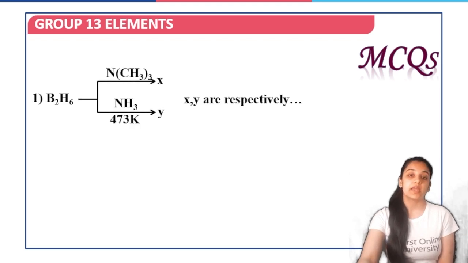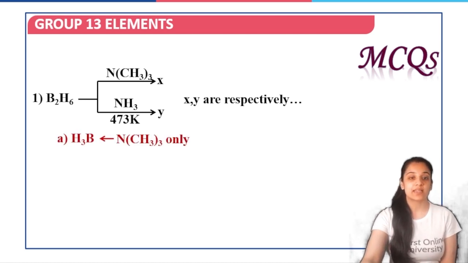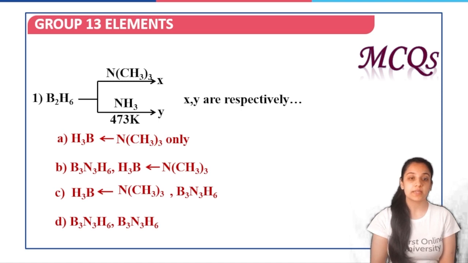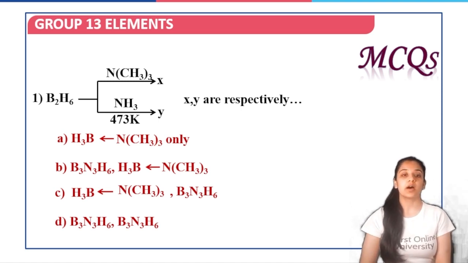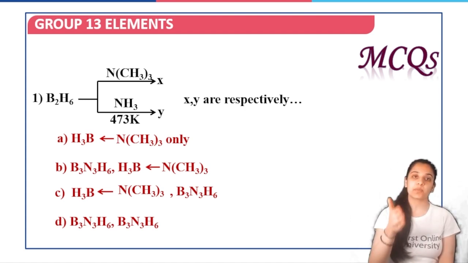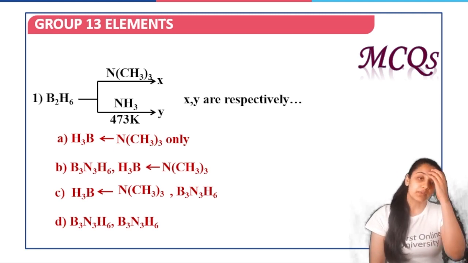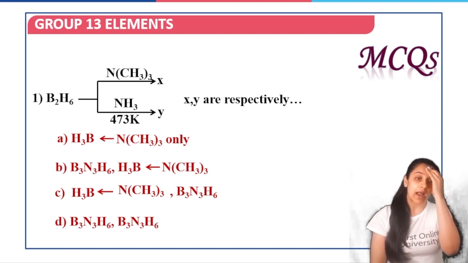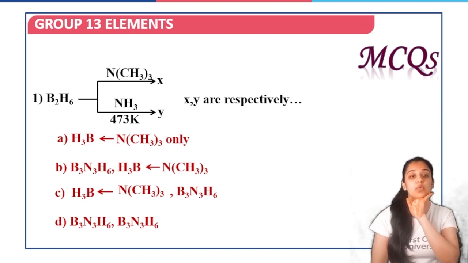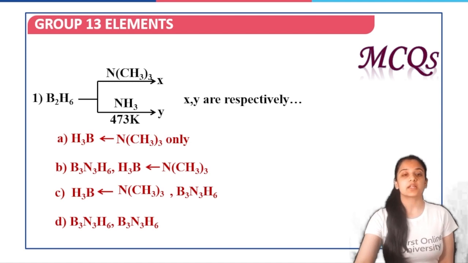Next question: if B2H6 reacts with trimethylamine, which is a Lewis base, or simply with ammonia, the products X and Y are formed, and we have to predict the products. In the first case, the product is N(CH3)3 with BH3, where the electrons are donated from nitrogen to boron. But when we talk about its reaction with ammonia at 473 Kelvin, what we get is borazole, that is B3N3H6. So option C is going to be the correct answer to this question.